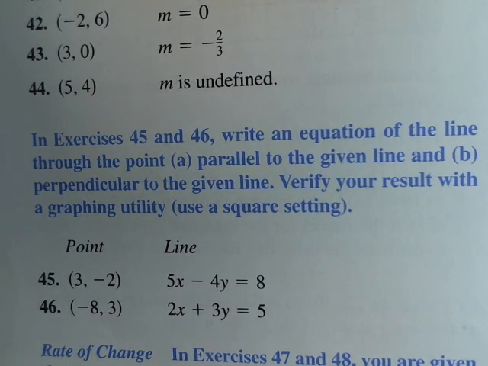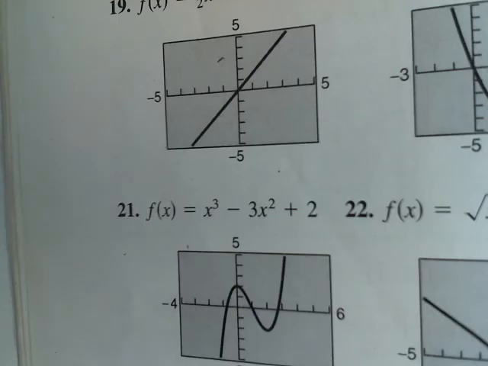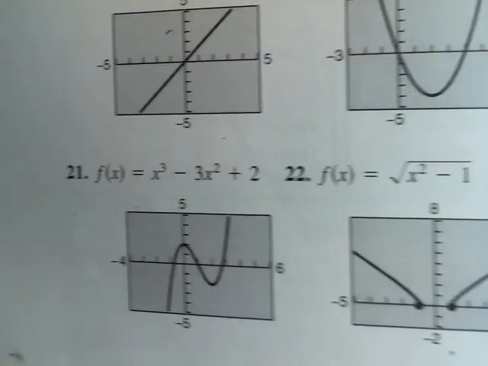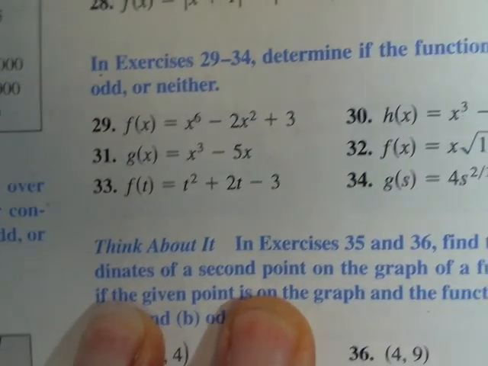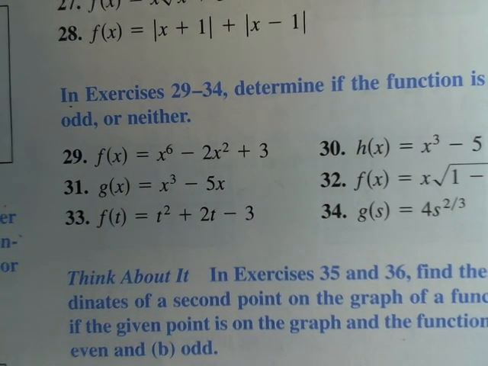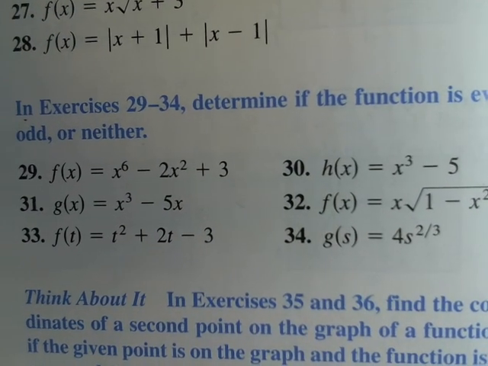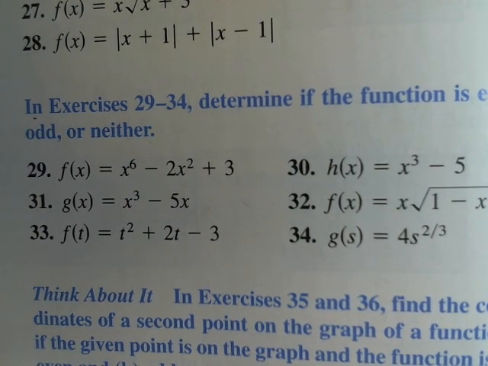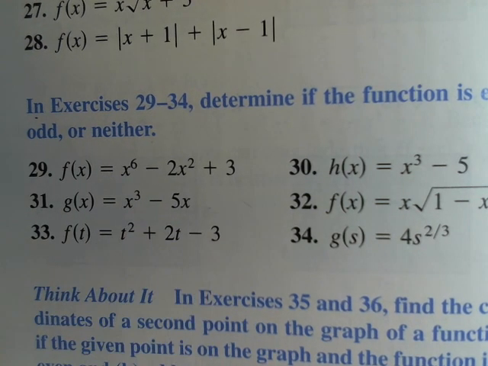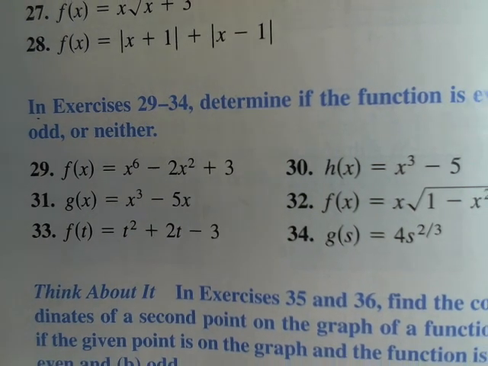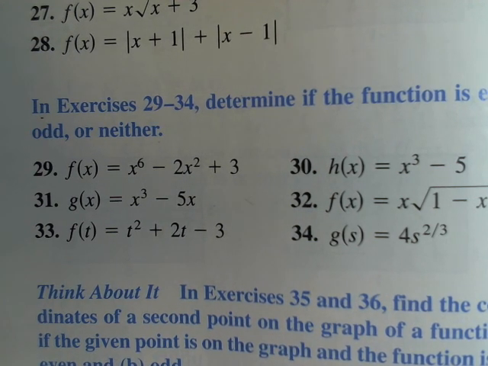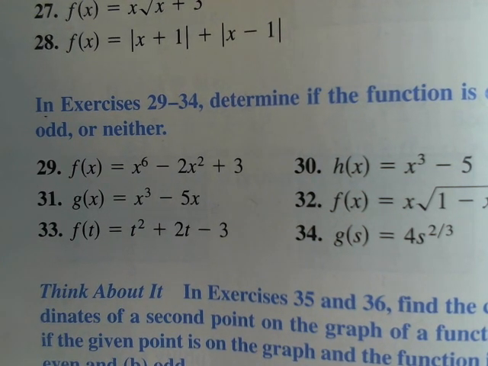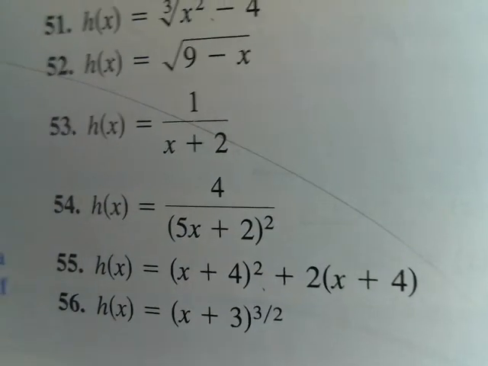The next problem, page 106, numbers 29 and 31. This is even and odd. So you're going to determine whether the function is even, odd, or neither. 29, 31. Even, odd, or neither. And make sure you can do it both algebraically and graphically. Algebraically is important.